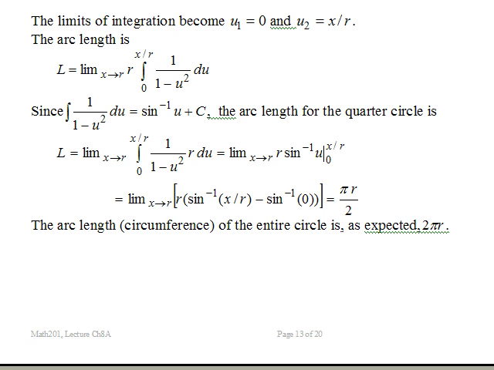Now, the reason that this arc length has a closed form solution is because the integral of 1 over the square root of 1 minus u squared du has a closed form solution, and that is the arc sine of u plus c. We use this result, evaluate it between the limits of 0 and x over r, and we end up with pi r over 2 for the arc length of a quarter circle. Multiply that by 4, we get the circumference of the whole circle, which is 2 pi r, as expected.